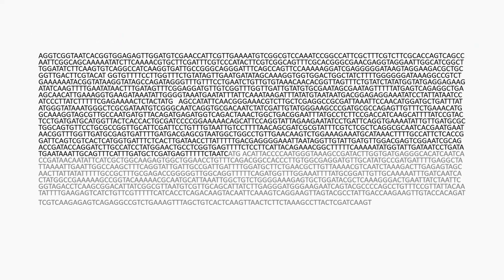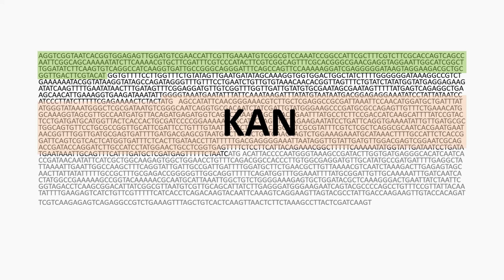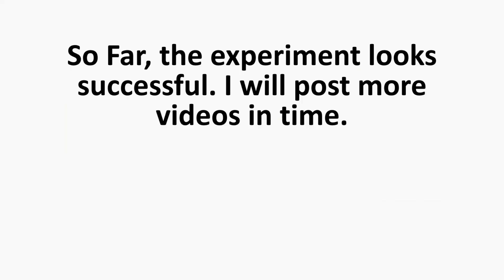This is the sequence data for the knockout mutant. The coding sequence for one of the flanking genes is shown in green. The coding sequence for the kanamycin resistance gene is shown in red. The downstream flanking gene sequence is shown in blue. So far the knockout looks successful.